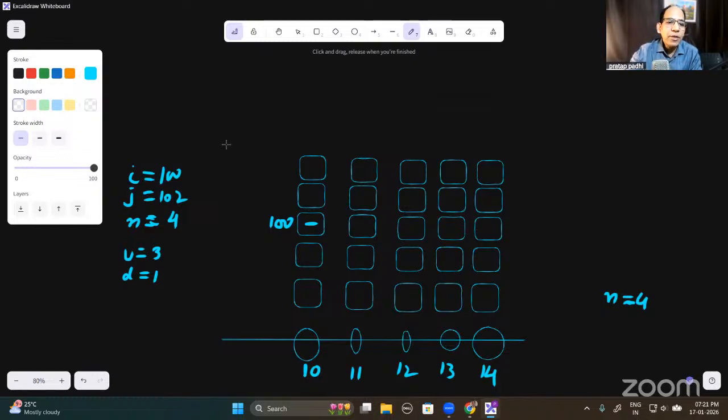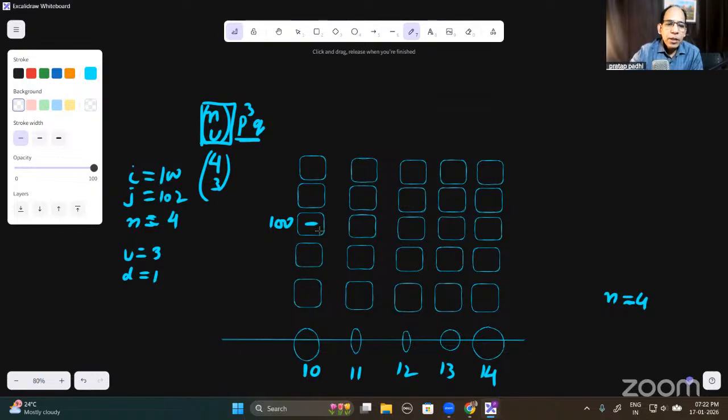But how many paths are there? In each path, how many wins do I have? u is 3 here, n is 4, so the number of paths is 4 factorial by 3 factorial times 1 factorial. That means I can draw 4 paths. Each path has probability p power 3 q, so 3 times win, 1 time lose. Total paths I will show you is 4, right?